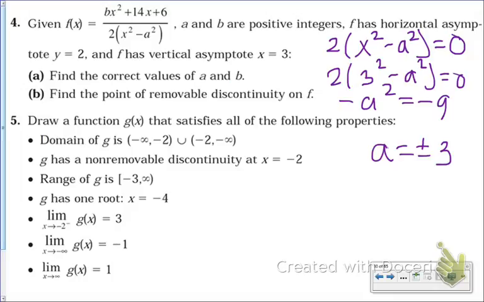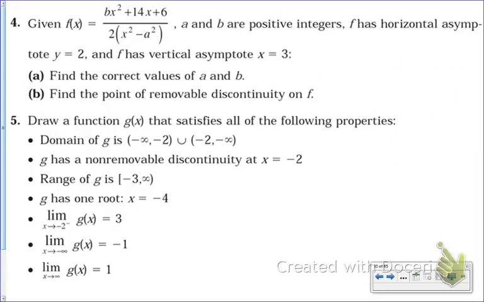For part B, that has to do with the horizontal asymptote. So if we have a horizontal asymptote at y equals 2, how would we figure that out? How do we figure out horizontal asymptotes again? You take the biggest coefficients. What do you mean the biggest coefficients? The leading coefficient. So what's the leading coefficient of the top? B. And what's the leading coefficient of the bottom? 2. Because when I multiply that 2 into the binomial, it would be 2. So I have b over 2, and when I divide that, it should equal 2.